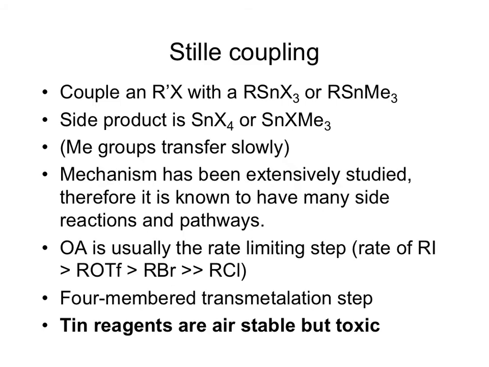The Stille coupling was an improvement on that reaction. So you could take an RX and an alkyl stannane. It turns out that the methyl groups transfer much more slowly than other groups. So if you have a butyl trimethylstannane or something like that, you can transfer the R group faster than the methyl group. But tin reagents are extremely toxic. They are air stable, so it removes one of the considerations, but the reagents and the side products are both toxic, so we want to minimize their use.